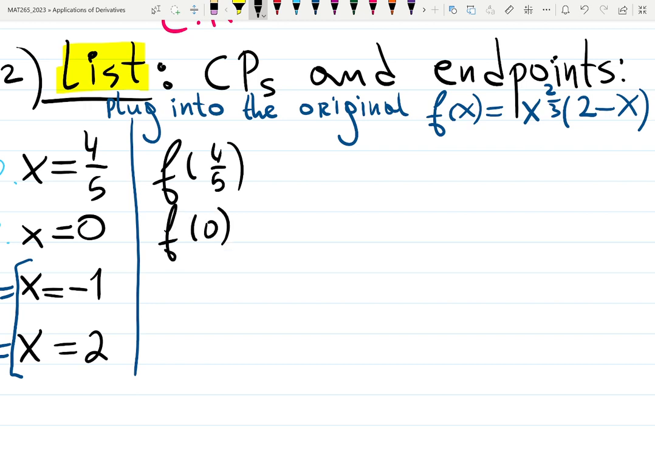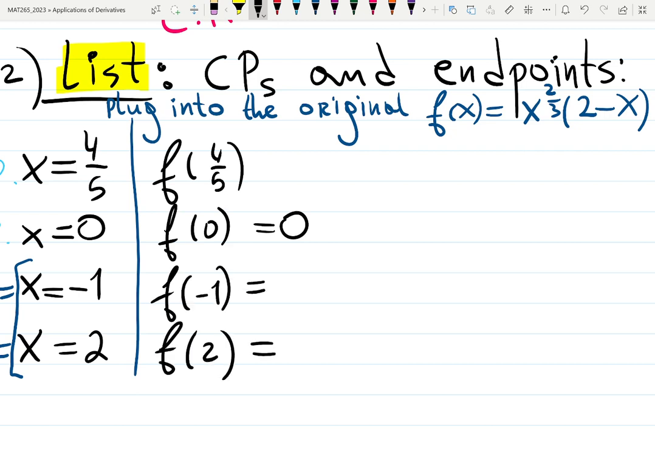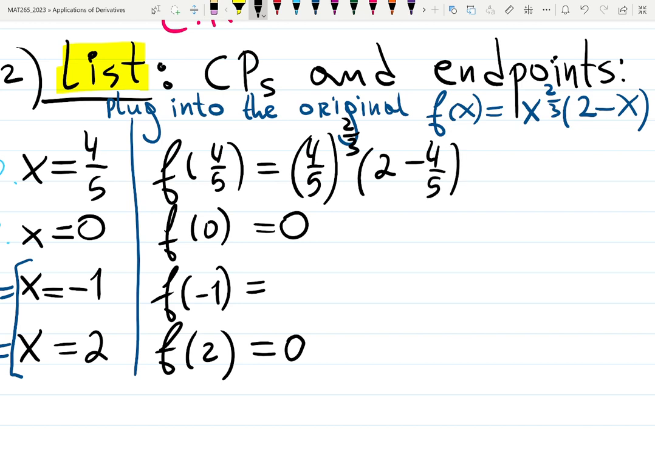0 is the easy one. 0 gives you 0. Minus 1 is not too bad. And 2 is very good. When I plug in 2, what does it give me? 0. So I just need to calculate the other 2. 4/5. I like the exact answers. 4/5 to the 2/3 times 2 minus 4/5. You simplify and you have a nice answer.